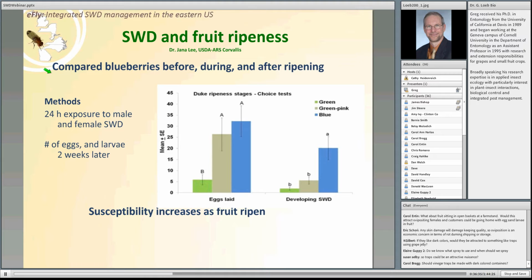And you can see from this graph, in terms of eggs laid, not very many eggs in green fruit. She did get a little bit, but these are in kind of enclosures where the fly doesn't have a lot of choices, and so it would lay a few, but the vast majority of eggs were laid in ripening to ripe fruit in these blueberries. In terms of the ones that developed into larvae 2 weeks later, again, it was the ripest fruit that resulted in larvae.